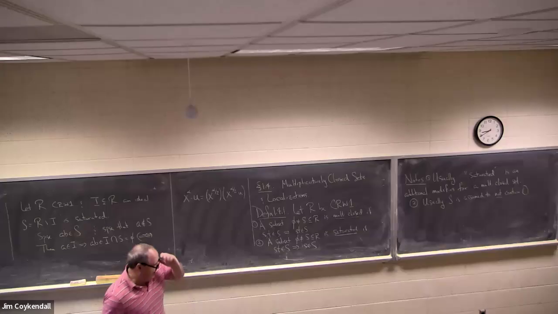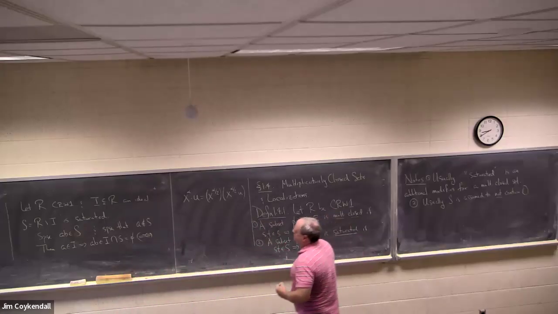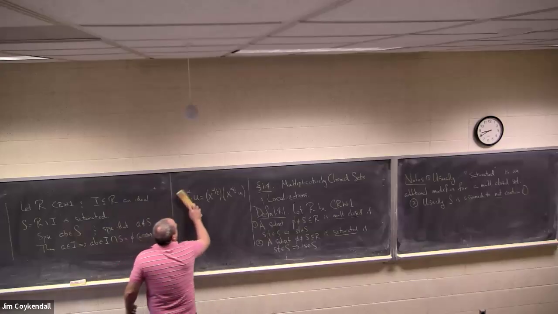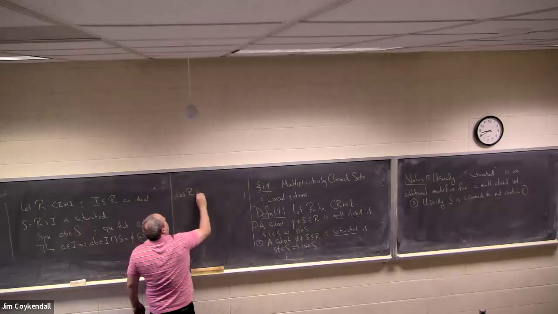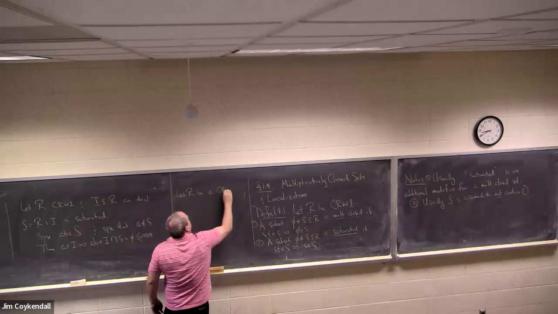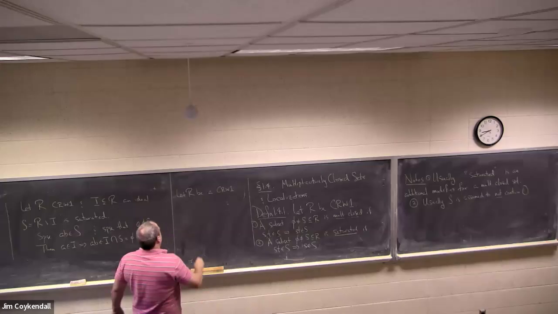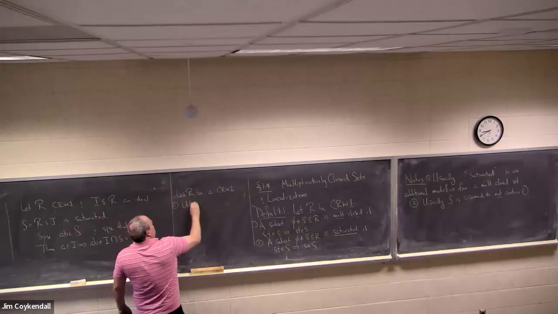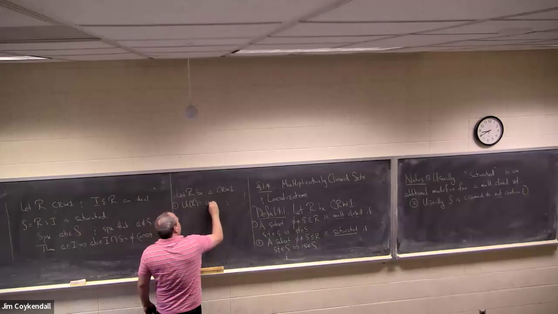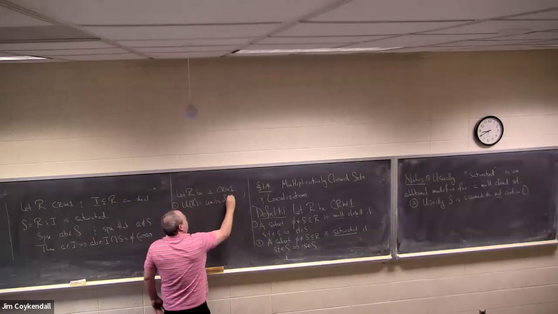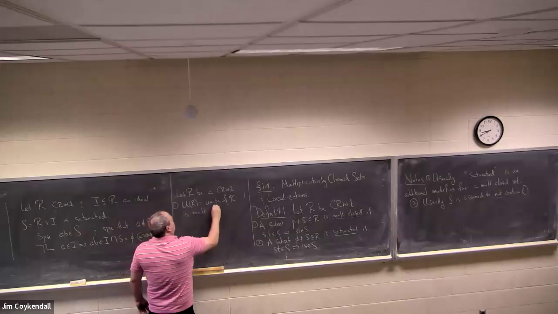There are all kinds of multiplicatively closed sets. Let R be a commutative ring with 1. Here's some examples. U of R, this notation means the units of R, is multiplicatively closed and saturated.